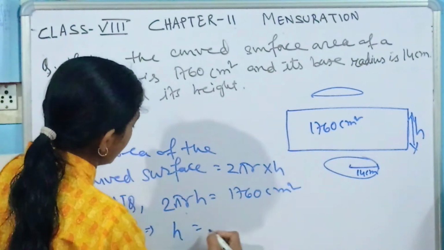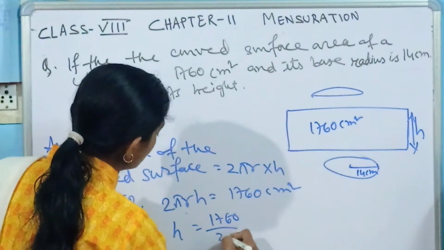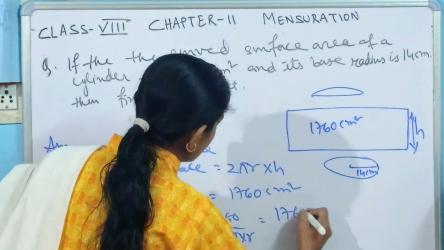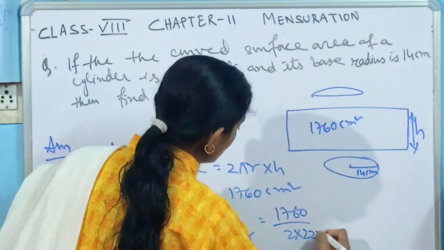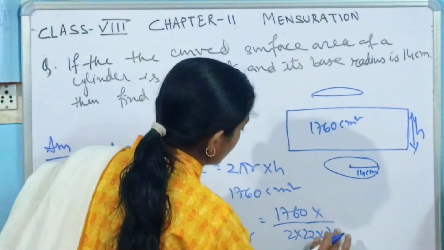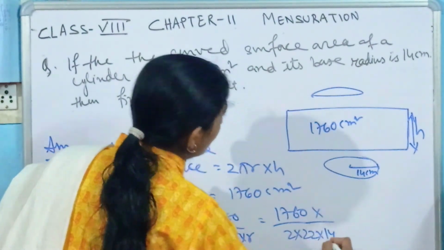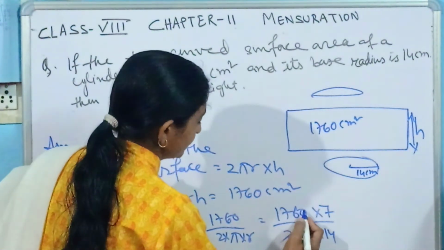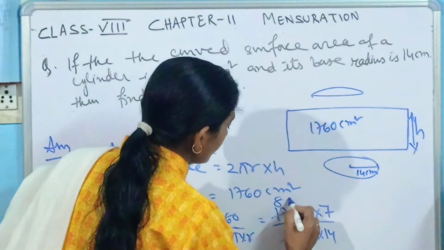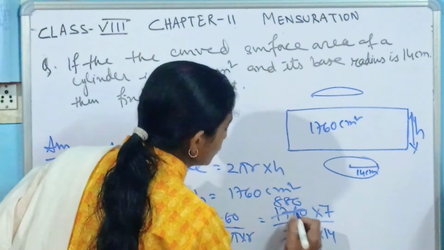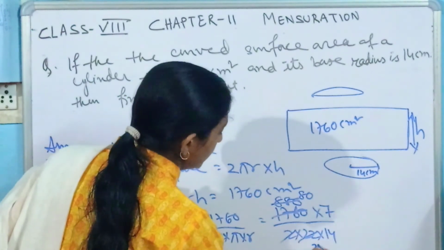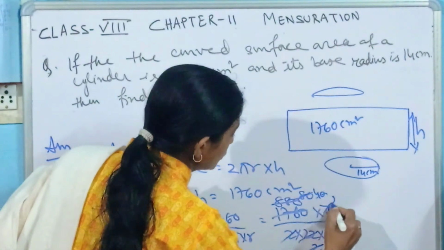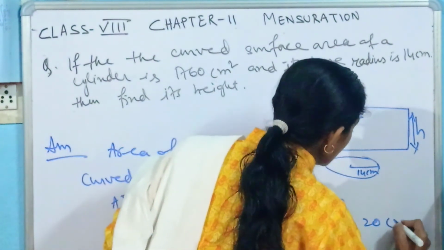So let's go for h. It will be 1760 by 2 into pi into r. So here it is 1760 by 2 into 22 by 7 into r, which is 14, as given in the question. Let's cancel this. What will we get here? Yes, 2. 11 2s are 22, 11 8s are 88, then 0, and so on. So what you have got is 20 centimeters.